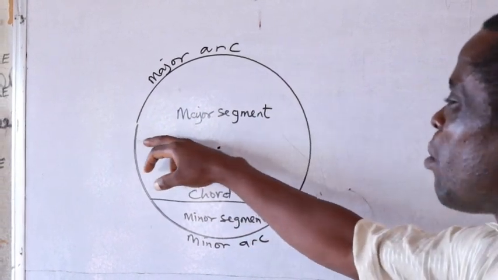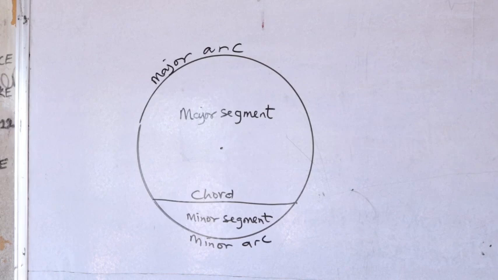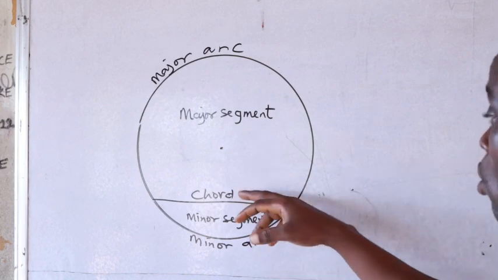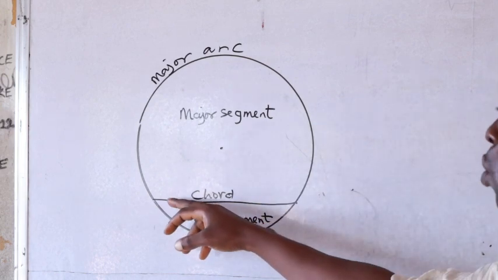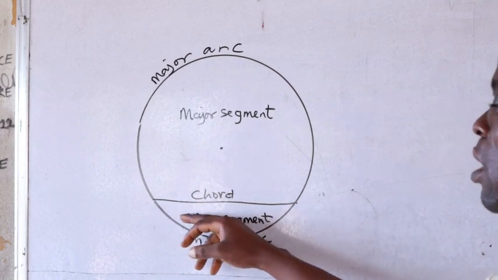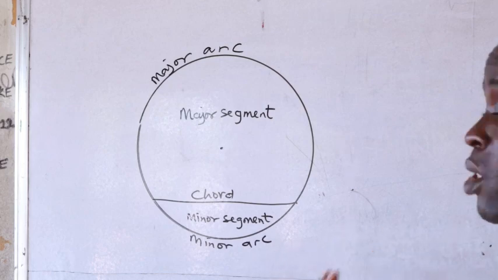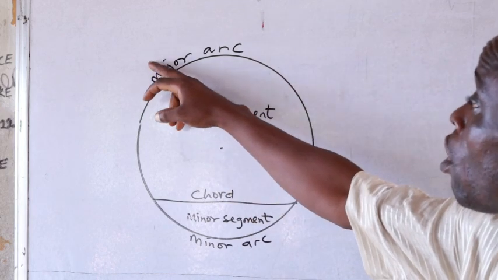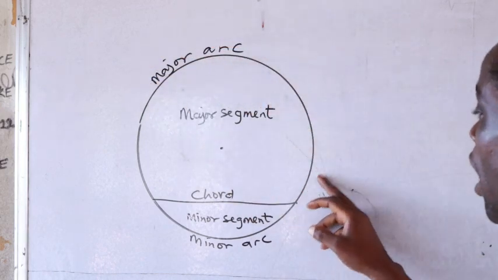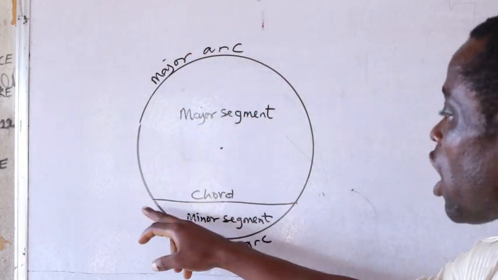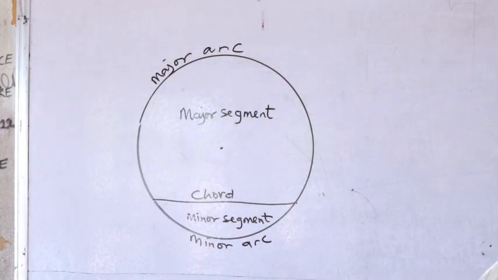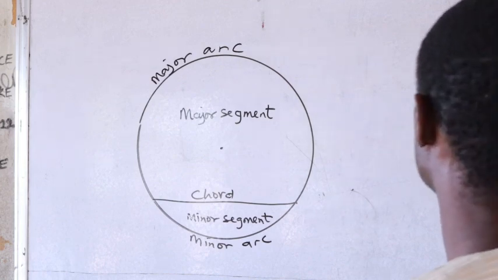But this diameter is a special chord. Are you with me now? And so this is a chord. This is what is called minor segment, while this place is what? Major segment. We also have what is called major arc. From here to here is major arc, while this one is what? Minor arc. Are you with me now? So let's talk about the first theorem under this.